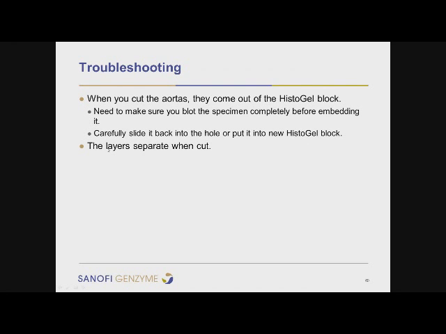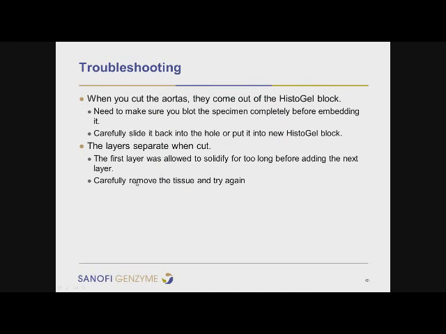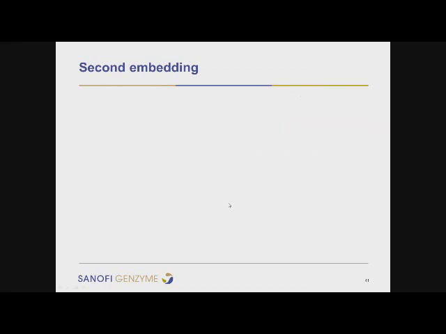If the layers separate when cut, that is, you can see here there's sort of a separation, and when I trimmed the block, these two pieces fell apart. Well, this was the bottom and this was the top that I poured over. So what happened is I actually waited a little too long after the first layer was put down to add the second layer. So what I'm going to do is remove the tissue and I'm going to try embedding them again.